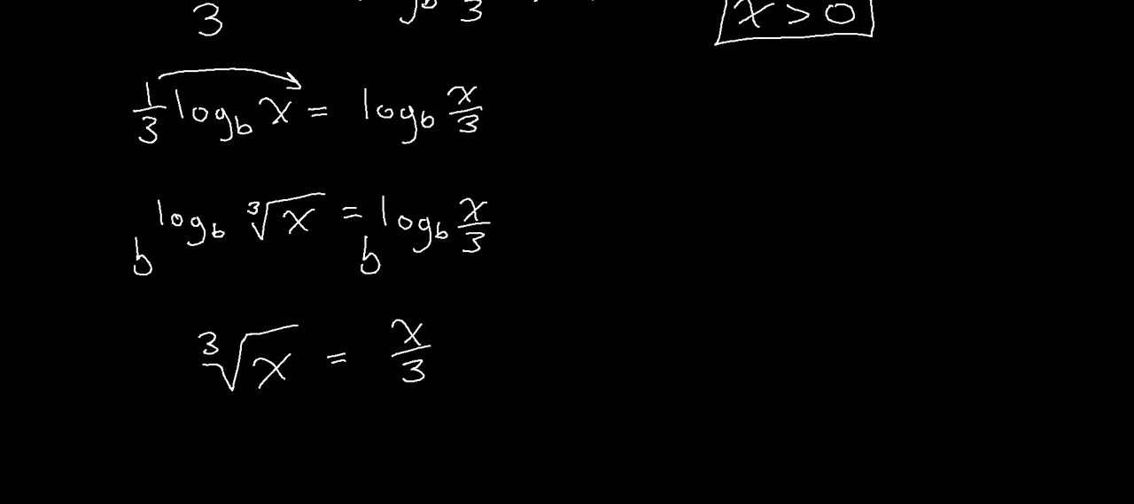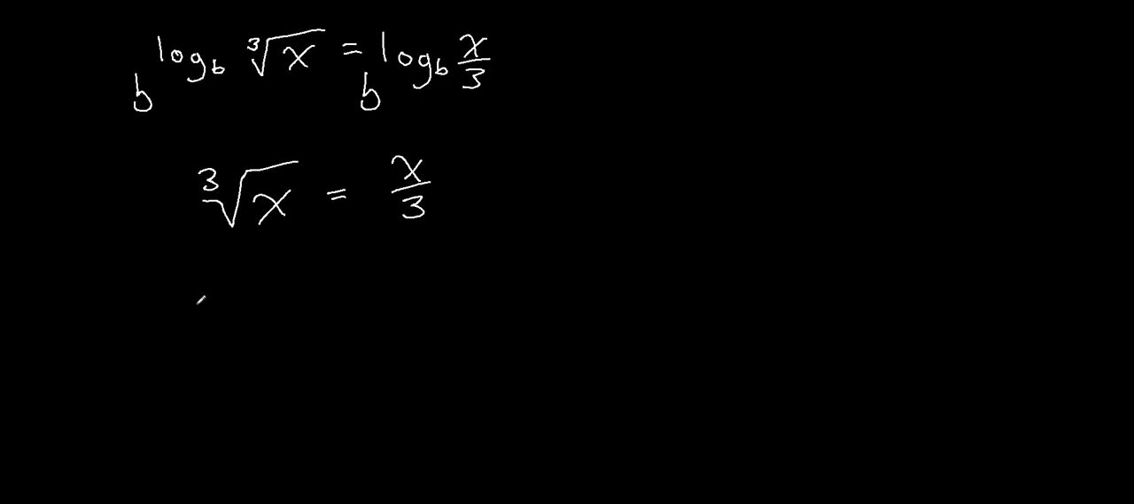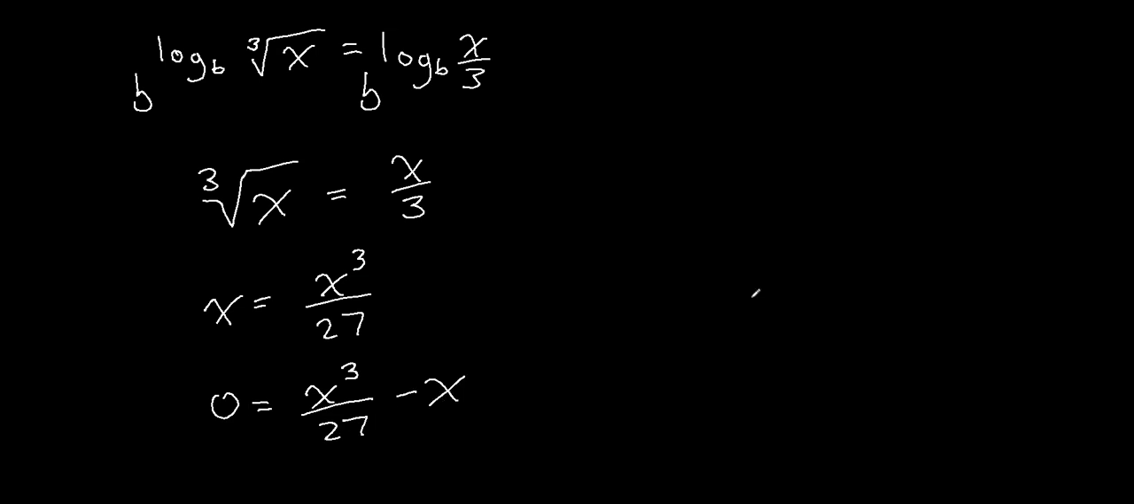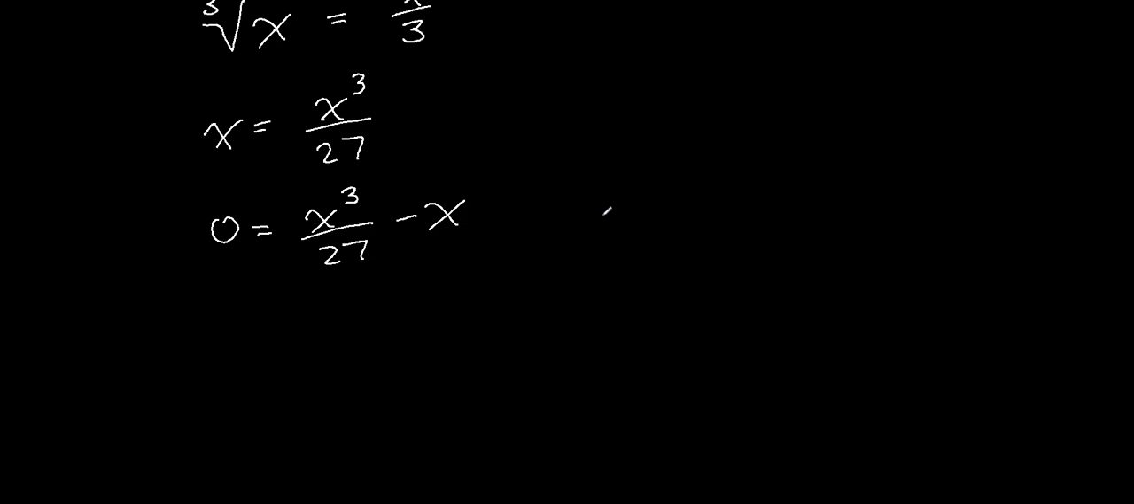Cube root of x equals x over 3. So if we cube both sides, we get x equals x cubed over 27. Or if we subtract x from both sides, 0 equals x cubed over 27 minus x. Then multiply both sides by 27. 0 equals x cubed minus 27x. And we can factor this, so we can start solving for x.